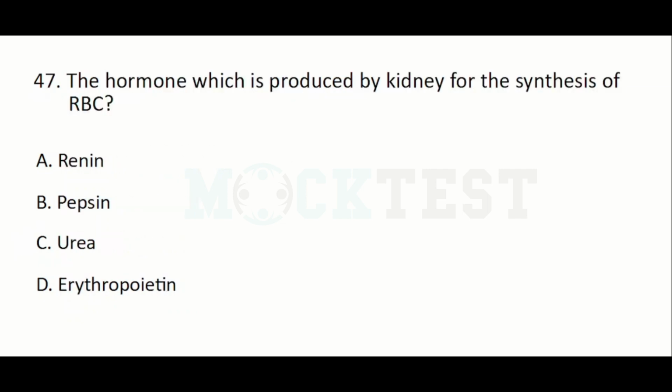The last question. The hormone which is produced by kidney for the synthesis of RBC. Option A, renin. Option B, pepsin. Option C, urea. Option D, erythropoietin. The answer is option D, erythropoietin.